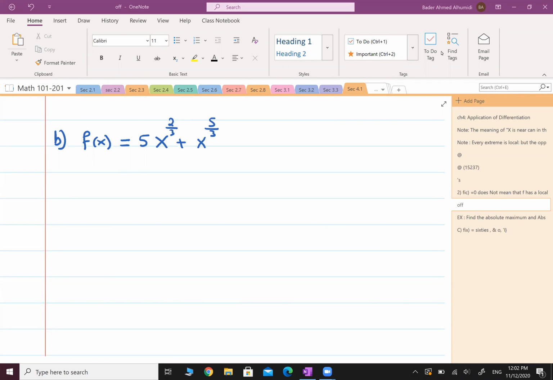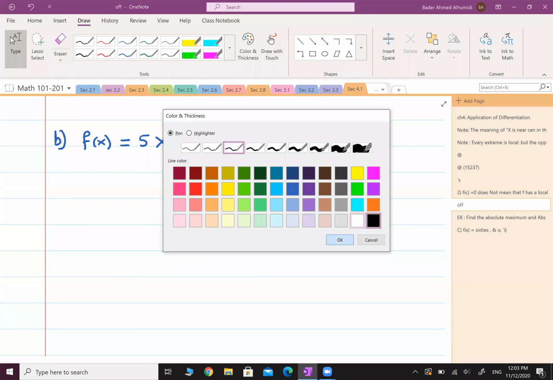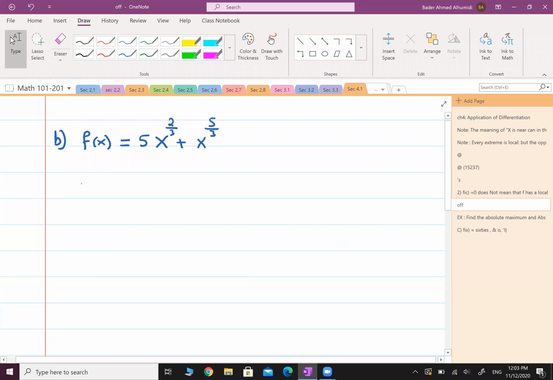Let's come to this question here. The question is a continuation of the last exercise we did. Find all critical numbers of this function. What should we do to find out the critical numbers? Last time we said we need to find the derivative of it. Now, what is the derivative of this?